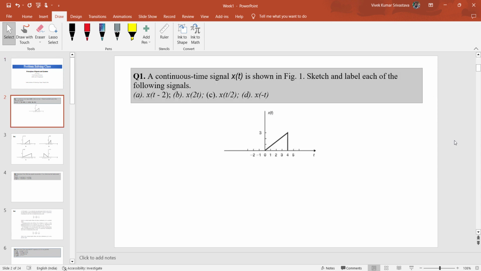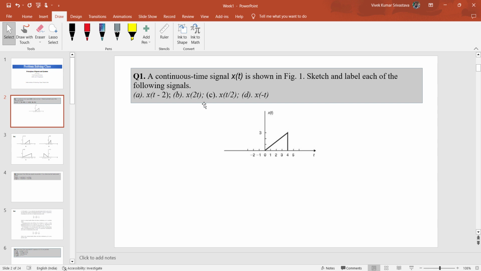So here is the first problem. The problem states that a continuous time signal x of t is shown in figure 1. So here is figure 1. Based on this figure, we have to sketch and label each of the following signals.